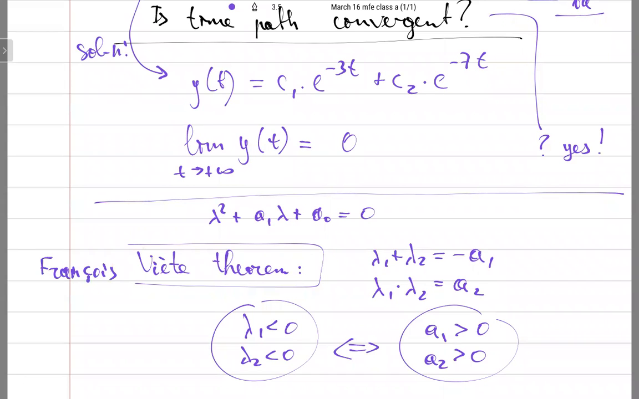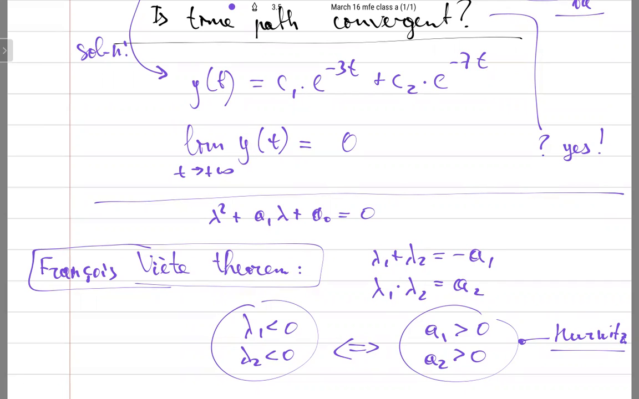François Viète. And basically, this is the Hurwitz criterion, that a1 and a2 should be strictly positive.